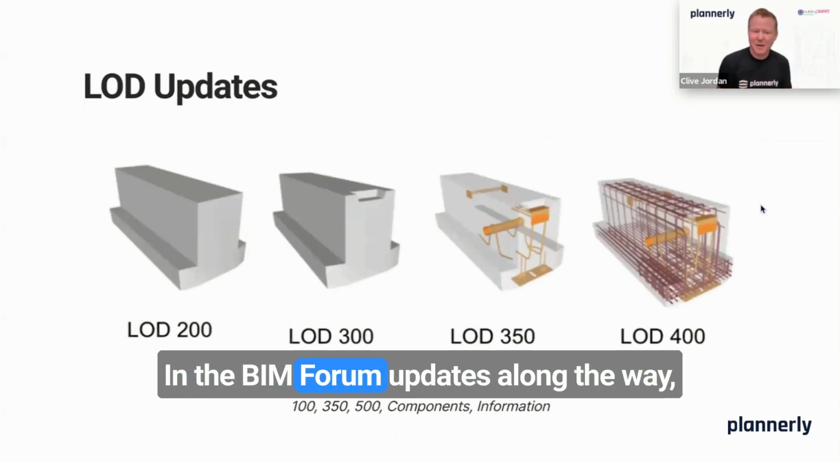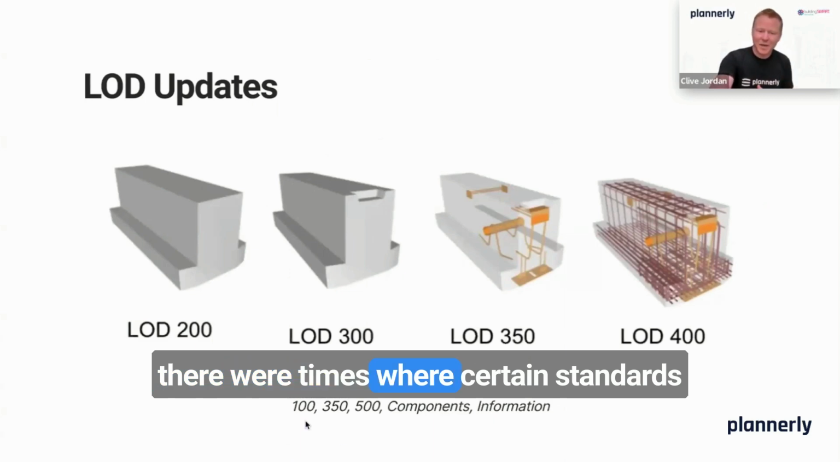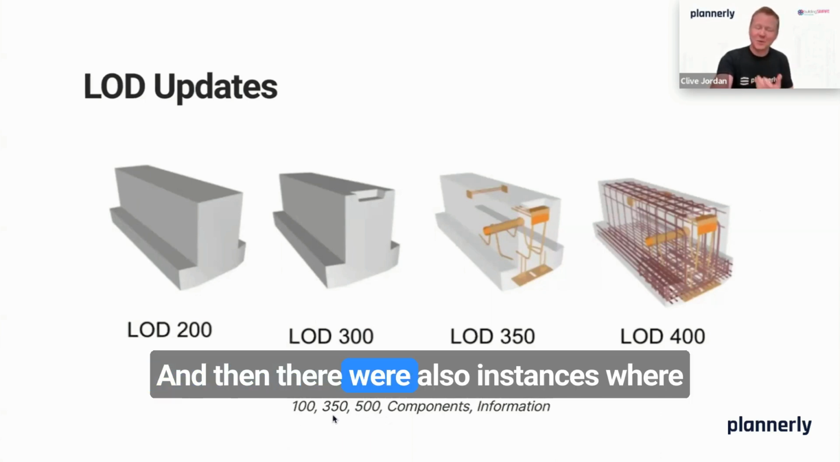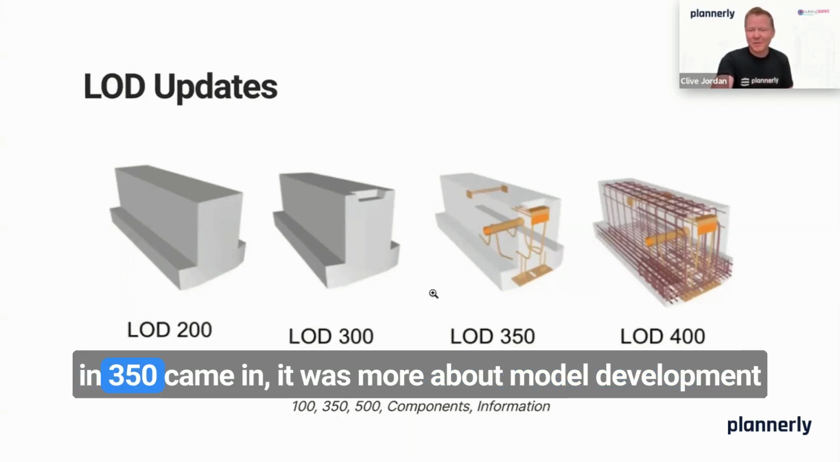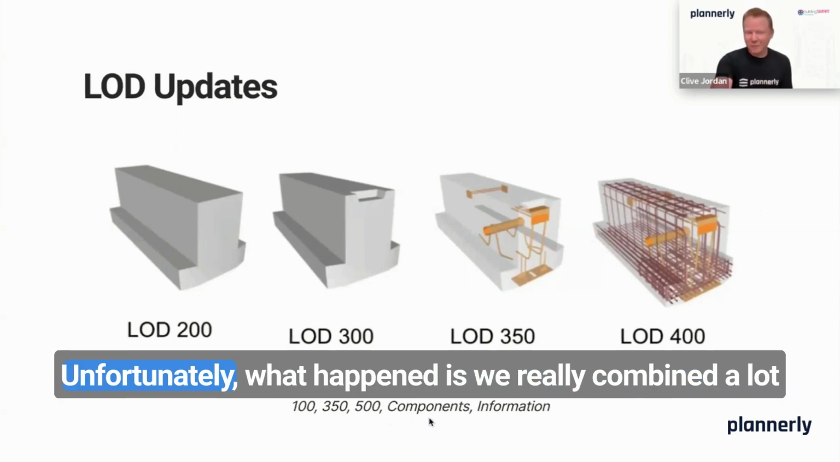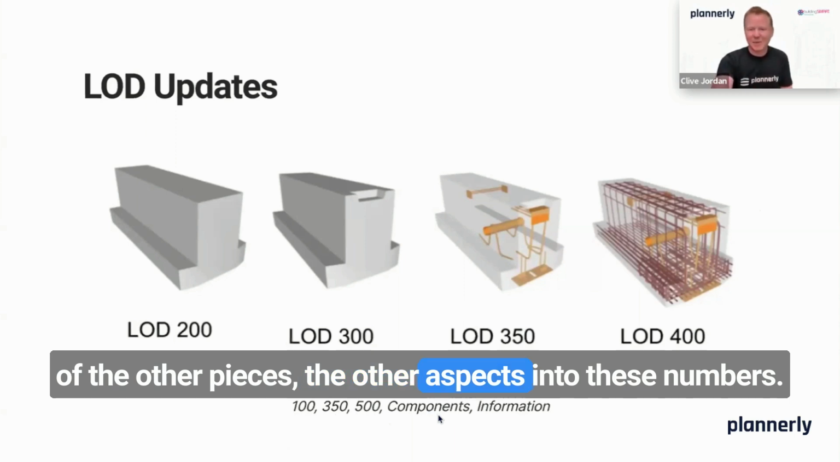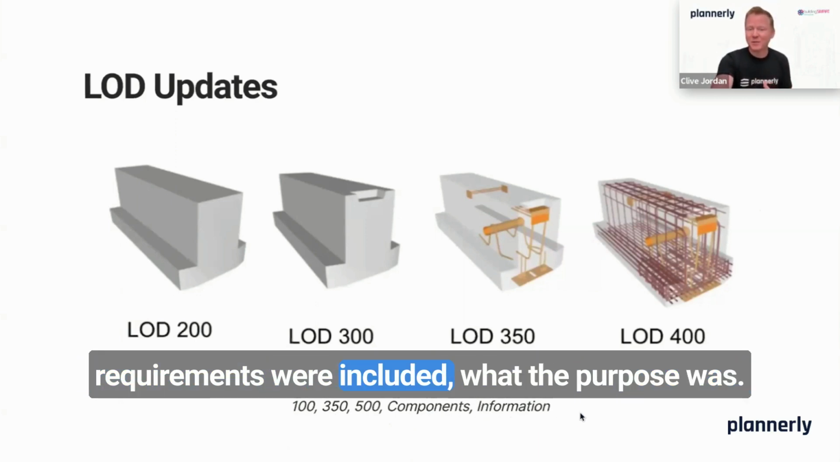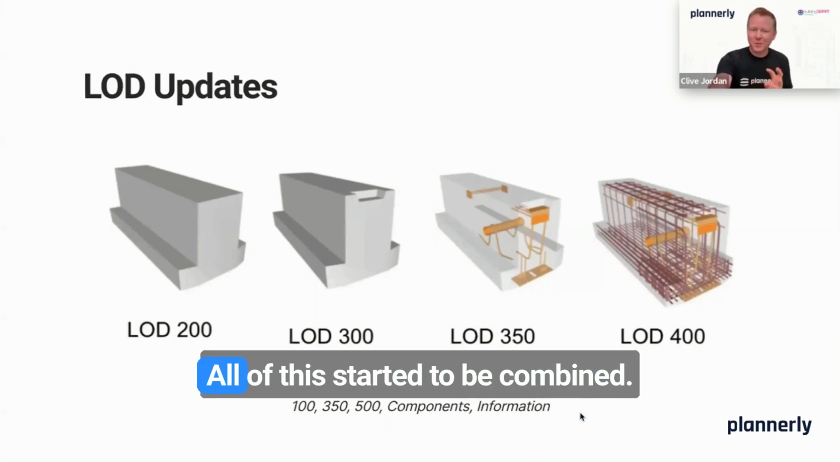In the BIM forum updates along the way, there were times where certain standards would or would not recognize 100 and 500. And then there were also instances where 350 came in, it was more about model development that would be according to coordination needs. Unfortunately, what happened is we really combined a lot of the other aspects into these numbers: which components were included, which information requirements were included, what the purpose was. All of this started to be combined.